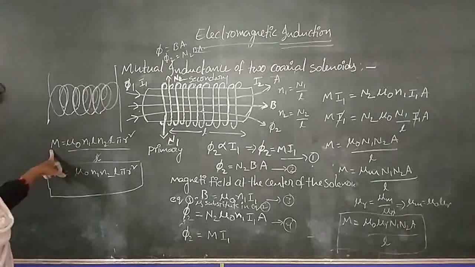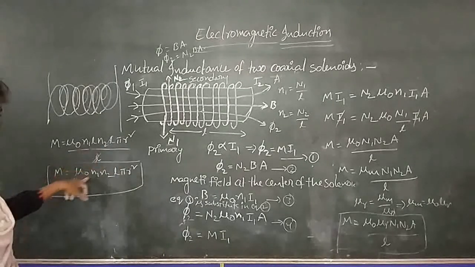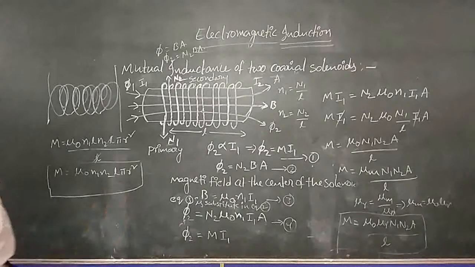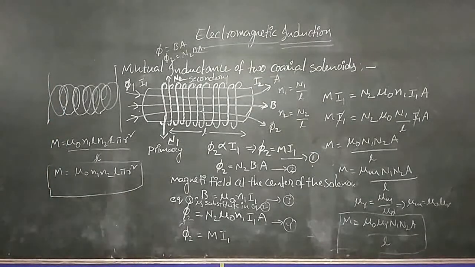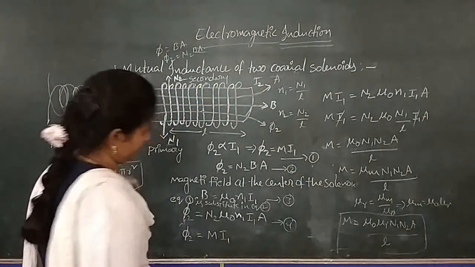So here M is equal to mu naught n1 L, n2 L, pi r square by L. L gets cancelled. So then M is equal to mu naught n1 n2 L into pi r square. So this is the mutual inductance of two coaxial solenoids.